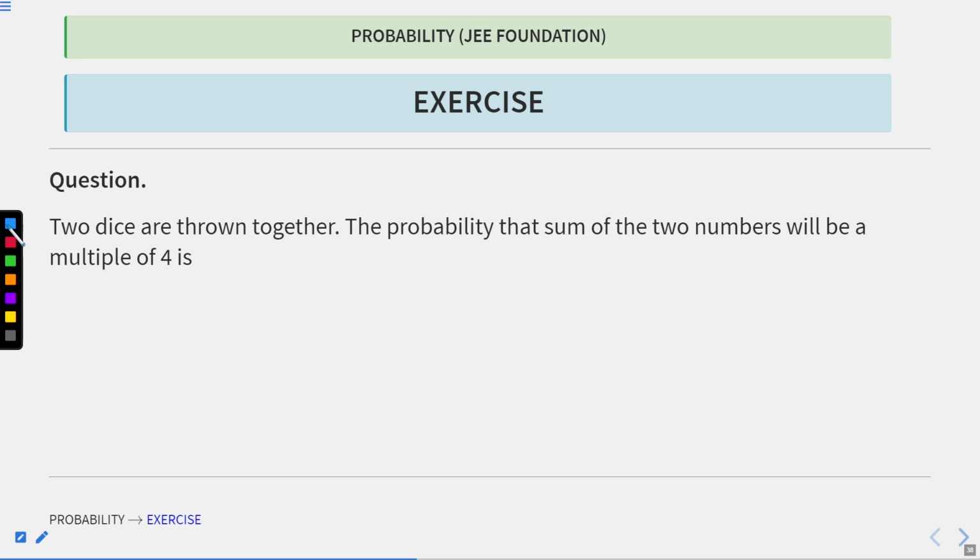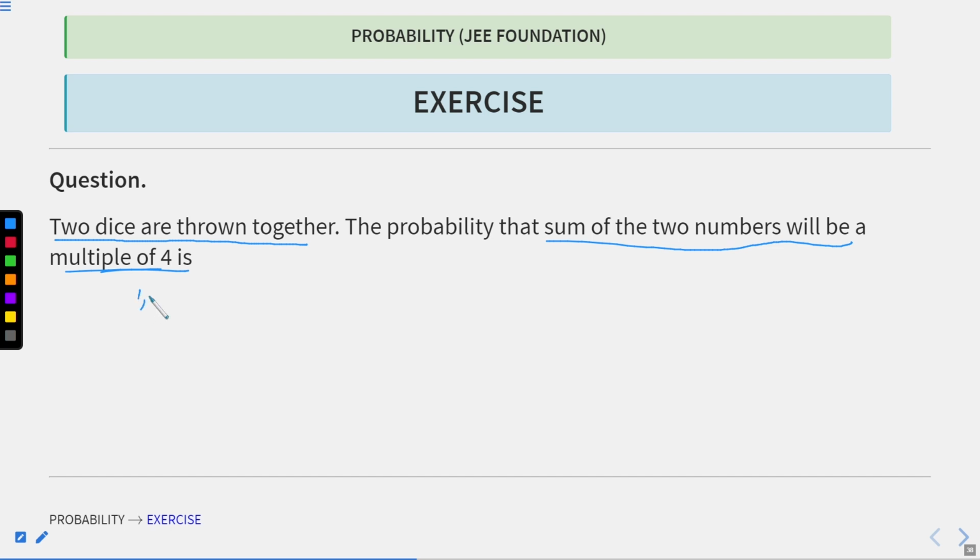So this problem is also based on the previous type of problem. Let's solve together. 2 dice are thrown together. Once again we are throwing 2 dice. Now the probability that the sum of the 2 numbers will be a multiple of 4. So here we are talking about the sum we are getting being a multiple of 4. So let's write down our sample space.